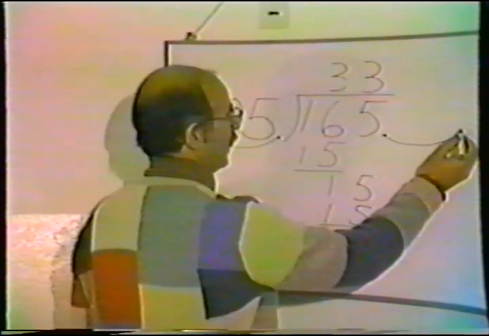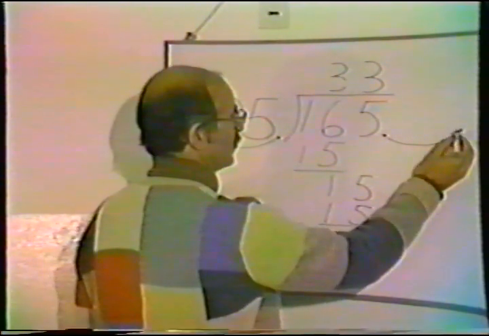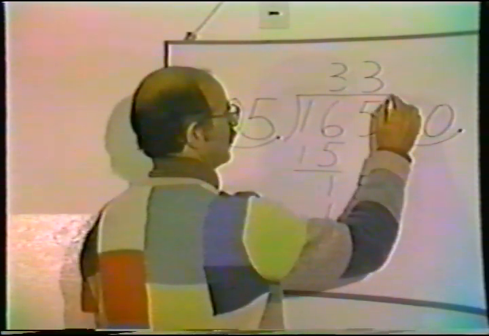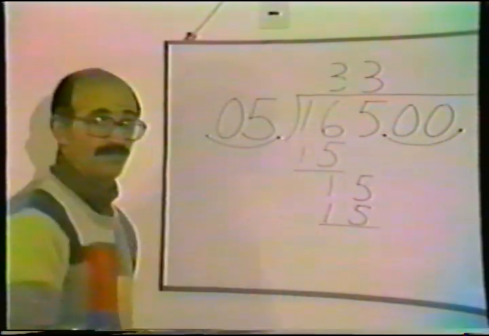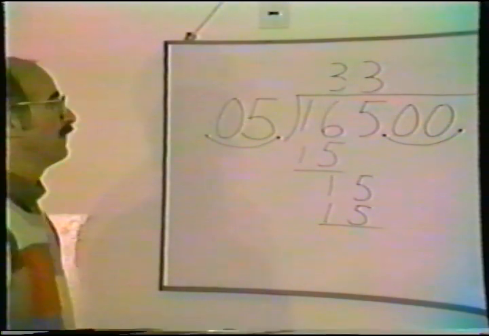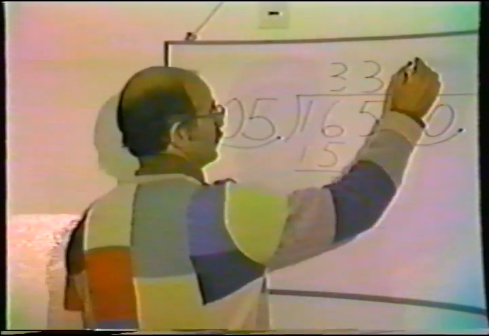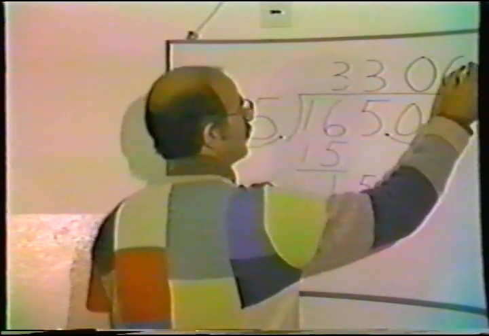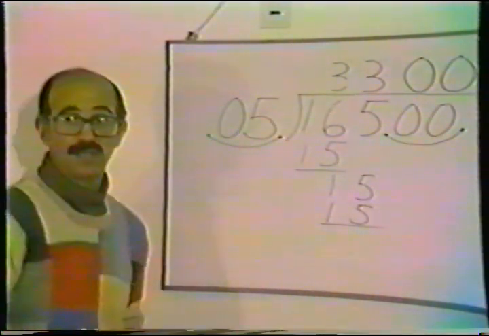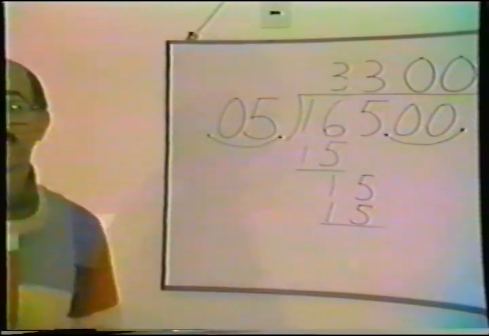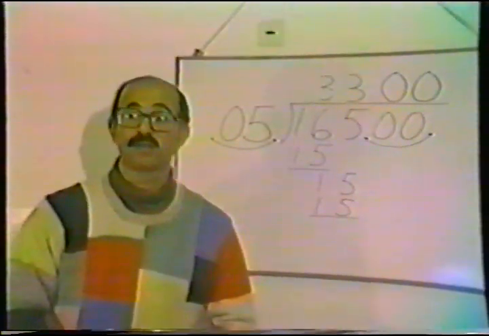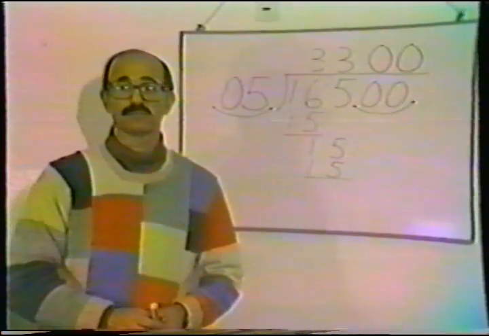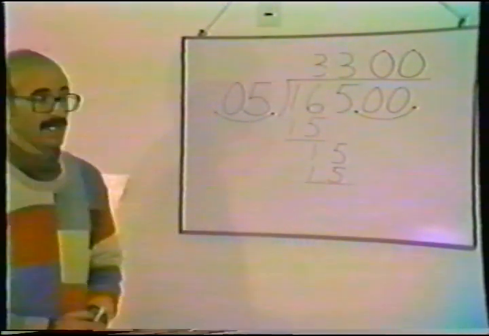And this time, how many zeros do we need to add? 2. 2 zeros. Is it finished? No. I have to put a 0 up here and a 0 up here to complete the answer. Please read the answer to this problem. 3,300. That's correct.